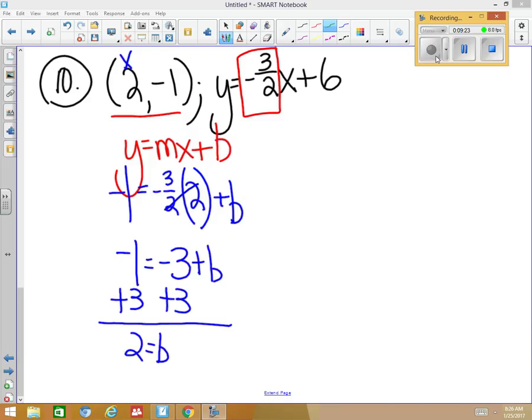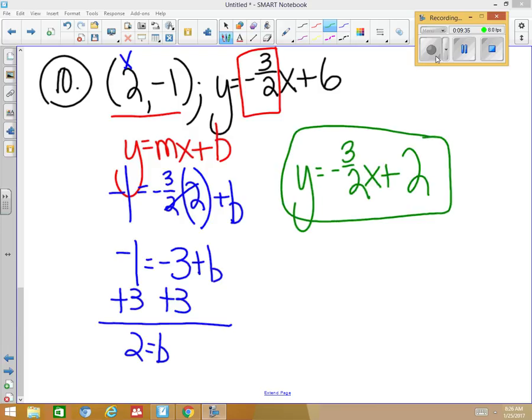No, you still gotta put it in. Yes. Put it into the equation. Y equals, my slope is -3/2, and my B is 2. That means this line and this line will never cross. Okay? Don't make it harder. I'm not. Okay, this is the parallel.